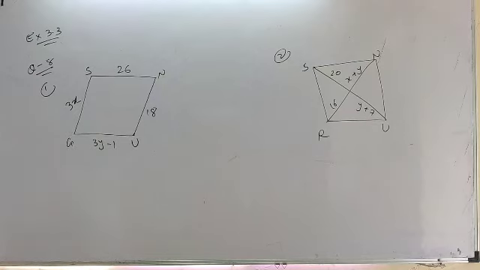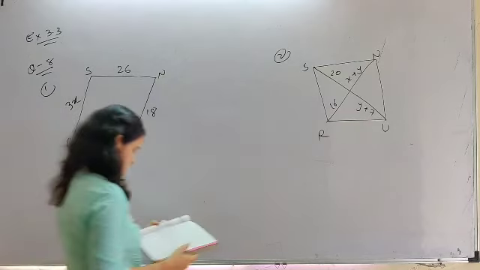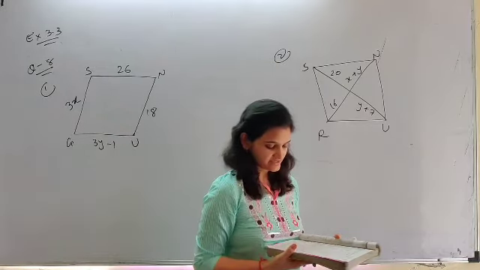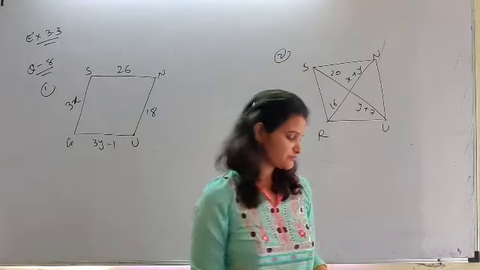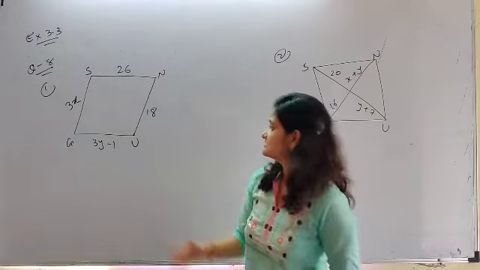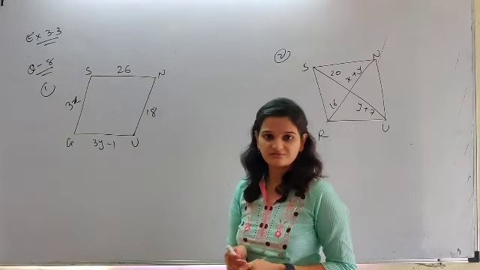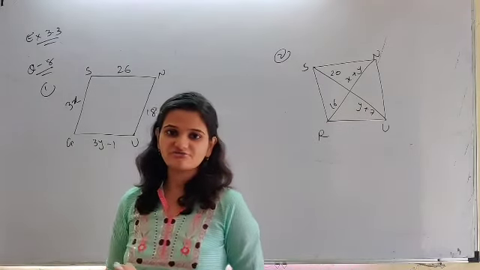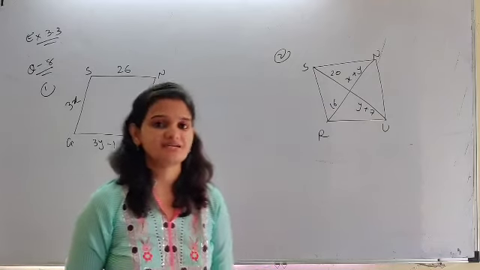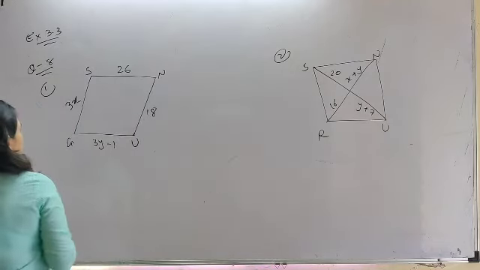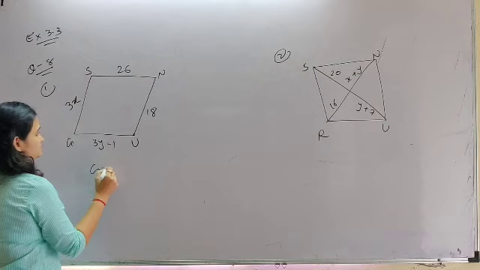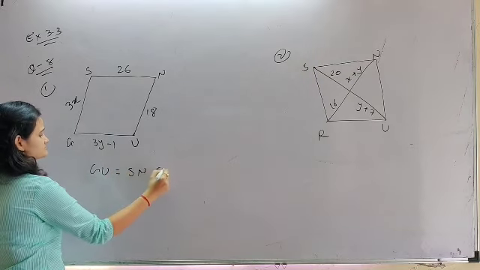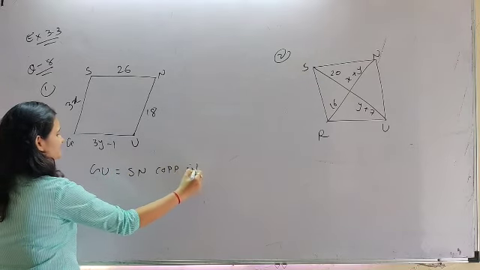Now question number 8. The question is: the following figures DUNS and RUNS are parallelograms. We have to find the value of x and y. That means these two are parallelograms. So we have to use the properties of parallelograms and find x and y. So first step here, GU is same as SN. They are opposite sides of a parallelogram.